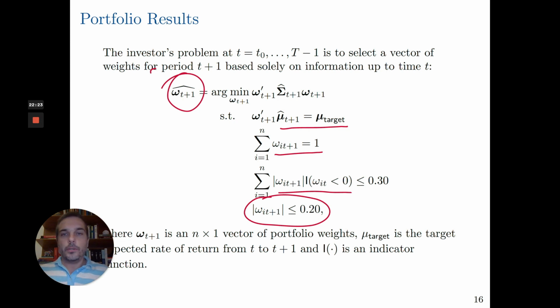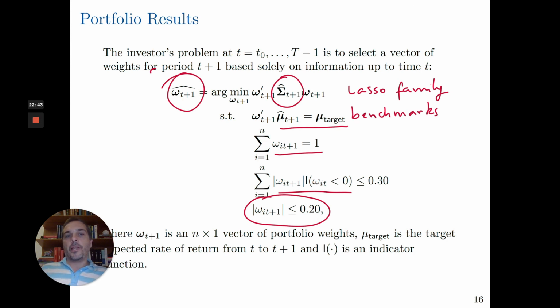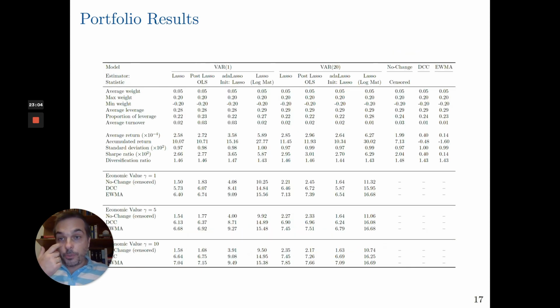So what we are going to do, we have to plug in here different forecasts for the covariance matrix. So we are going to compare the lasso family, different forms of lasso, with other benchmarks. What are the benchmarks? Traditional volatility models that you find in the literature. Also, we don't have time to get really into details. Anyone that is interested can drop me a message and then I can explain all the details of the paper.